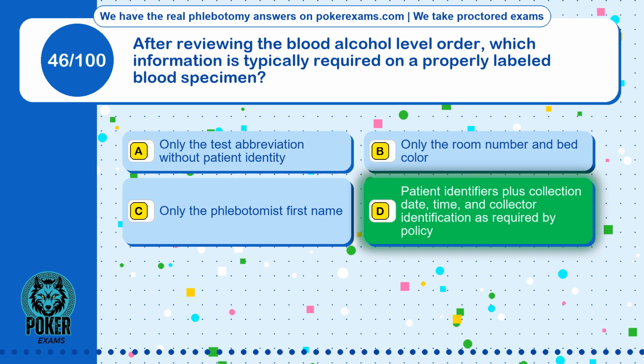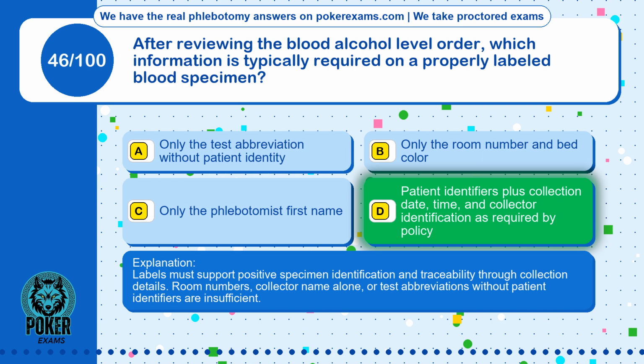The correct answer is option D. Patient identifiers plus collection date, time, and collector identification as required by policy. Labels must support positive specimen identification and traceability through collection details. Room numbers, collector name alone, or test abbreviations without patient identifiers are insufficient.